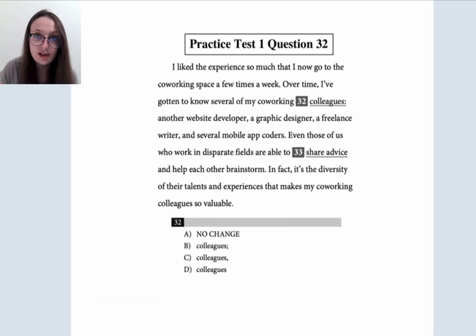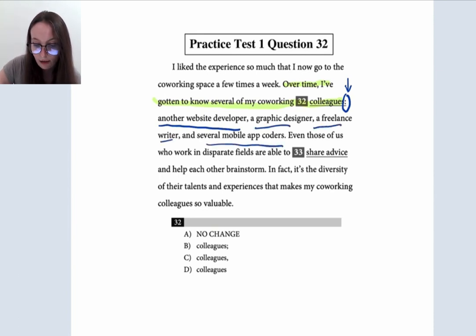Checking out number 32, this is the list function of a colon that everybody I think is obsessed with, and that's all that they ever teach in school about colons. So it says, over time, I've gotten to know several of my co-working colleagues. So we don't know exactly who these colleagues are yet. So we want to go ahead and use a colon as an opportunity to actually list out who they are. A website developer, graphic designer, freelance writer, and several mobile app coders. So the only choice that would appropriately present the list that follows would have to then be choice A for number 32.